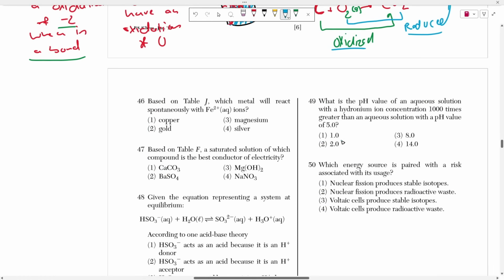Number 46 says, based on table J, which metals will react spontaneously with Fe2+ ions? So only metals that have a higher reactivity will react. That should make sense, right? Metals that are more excited than Fe2+ will react with Fe2+.